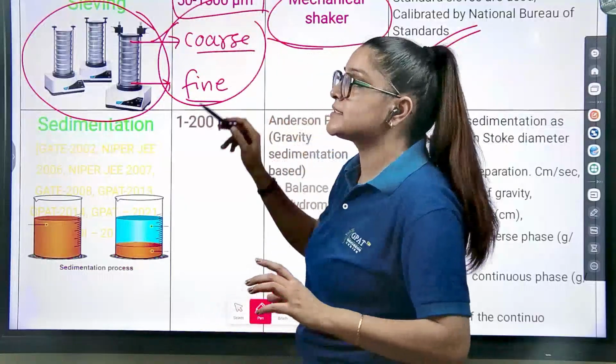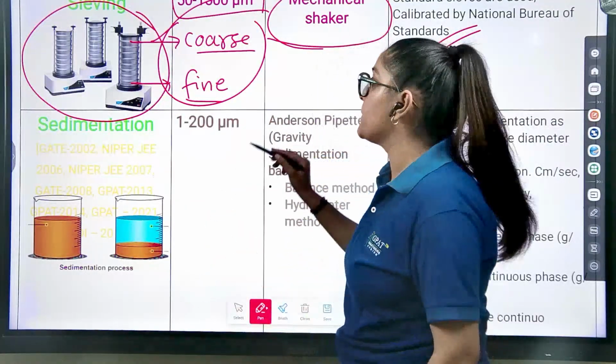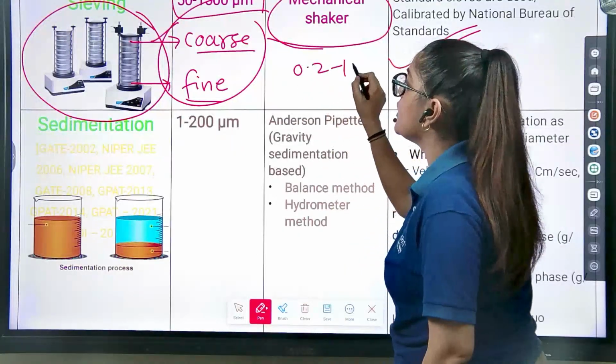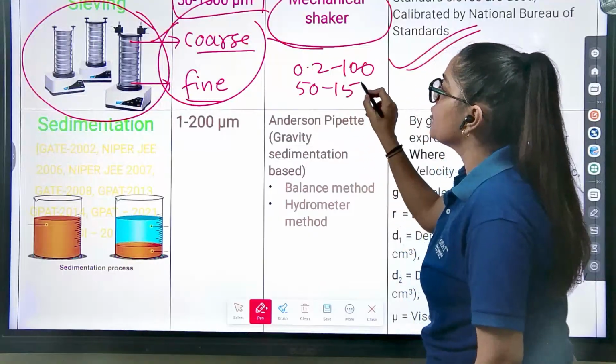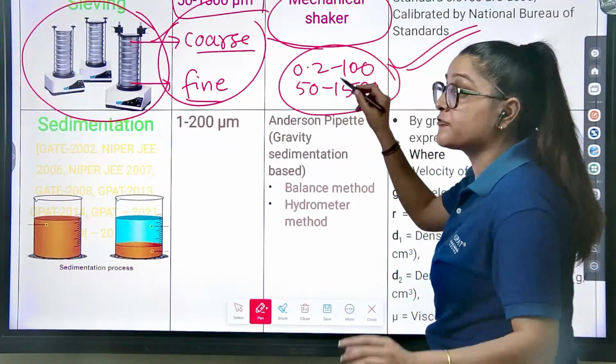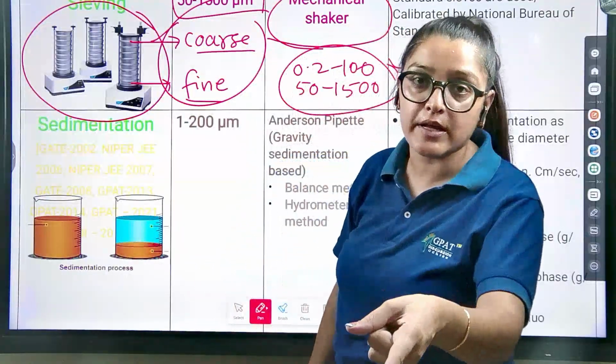Important instruction is remembering the particle size. For optical microscopy, it was 0.2 to 100 micrometer. For sieving, we have 50 to 1500 micrometer. Very important. I am telling you, very important. Mark it five-star today only.